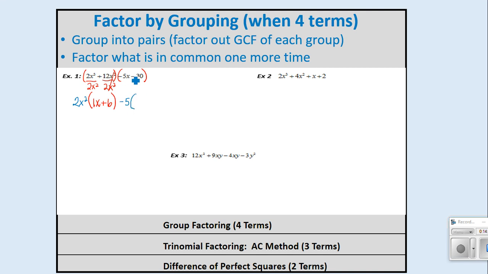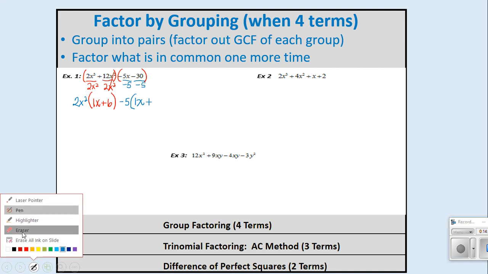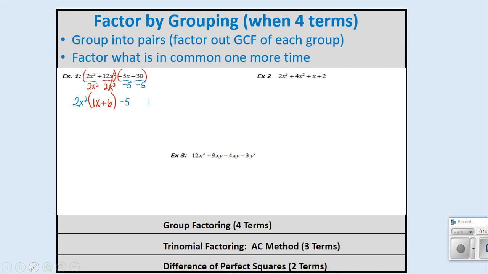When you divide out a negative 5 from negative 5x, you will get 1x. And negative 30 divided by negative 5 will give you a positive 6. I'm going to do that part in red because I want you to see I have 1x plus 6 when I factor out the negative 5. Okay, so we grouped into pairs and we factored out what was in common.